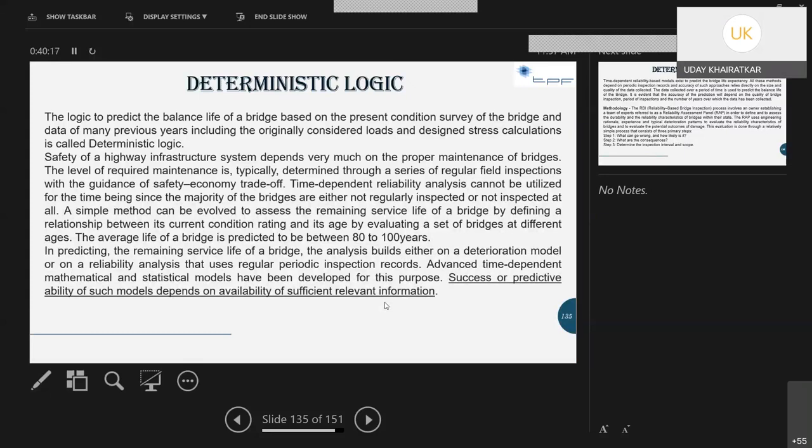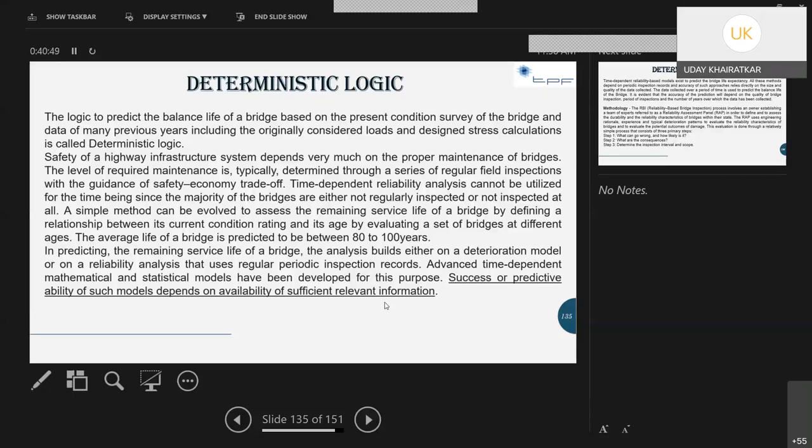So safety of a highway structure system depends very much on the proper maintenance of bridges. The level of required maintenance is typically determined through a series of regular field inspections with guidance of safety and economy trade-off. Time-dependent reliability analysis cannot be utilized for the time being since the majority of the bridges are either not regularly inspected or not inspected at all. If you have a very good record of the maintenance that was done on the bridges right from the inception, then only this logic can be utilized.